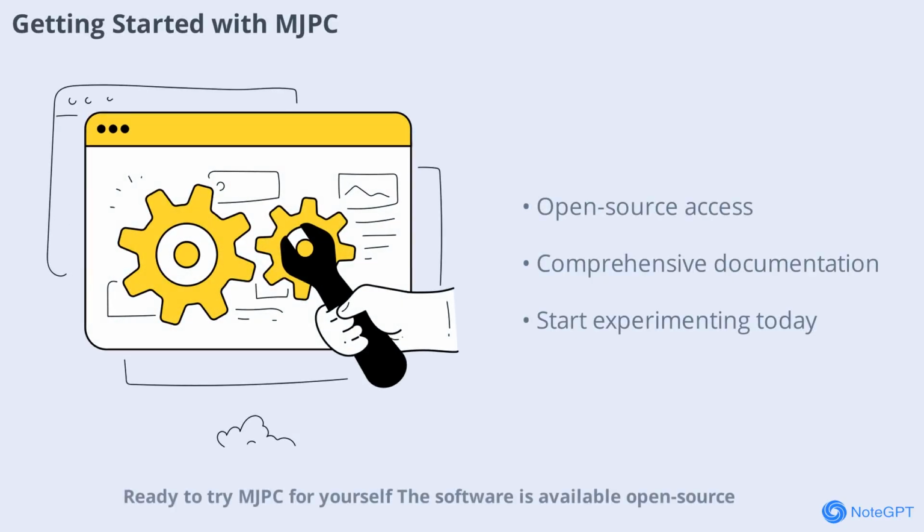Ready to try MJPC for yourself? The software is available open source, and you can find detailed documentation and example tasks online. Whether you're a seasoned researcher or just starting out, MJPC provides the tools you need to experiment, learn, and innovate in the field of robotics.